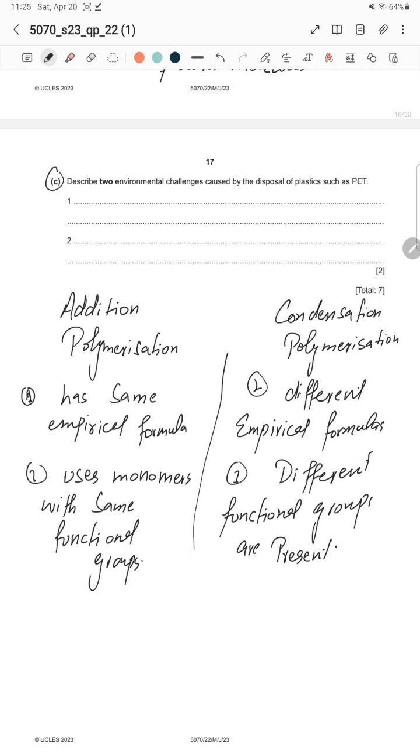Now part C: describe two environmental changes caused by disposal of plastics such as PET. So it covers landfill sites, and formation of toxic gases like CO on burning.